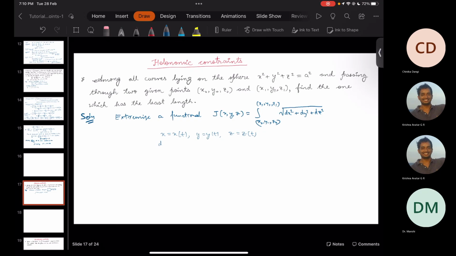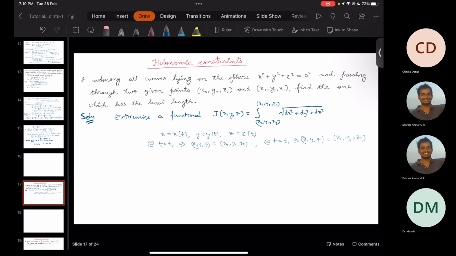With this, the condition is that at t equal to t naught, you will have x, y, z is nothing but x naught, y naught, and z naught. Likewise, at t equal to t1, you will have x, y, z given by x1, y1, and z1, right?